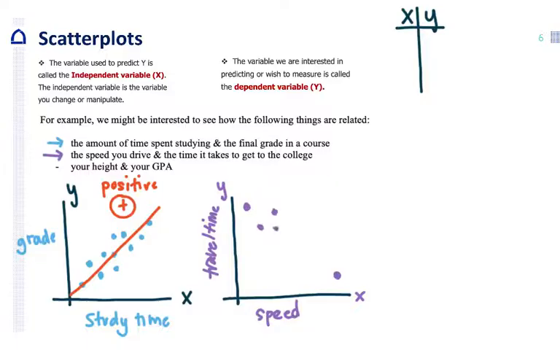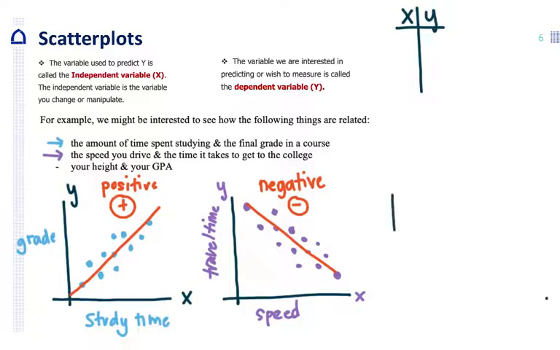And here is what a scatter plot might look like. You will have all these different dots. Each dot represents a person answering the survey, saying what was their speed and how long did it take them to get to the college. And again, you'll notice you can see a pattern where in general, the dots are going down from left to right. When the dots are going down from left to right, that is called a negative linear relationship.